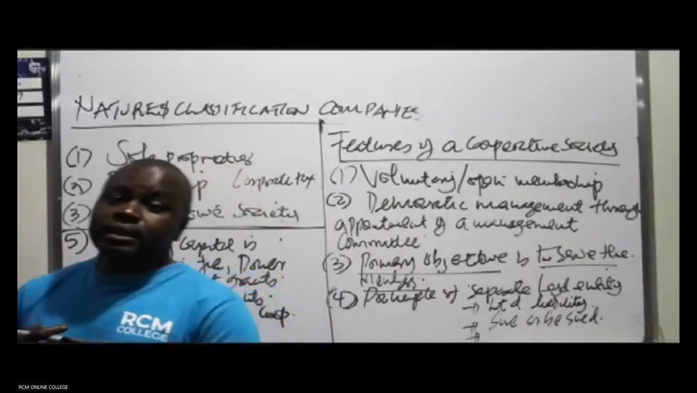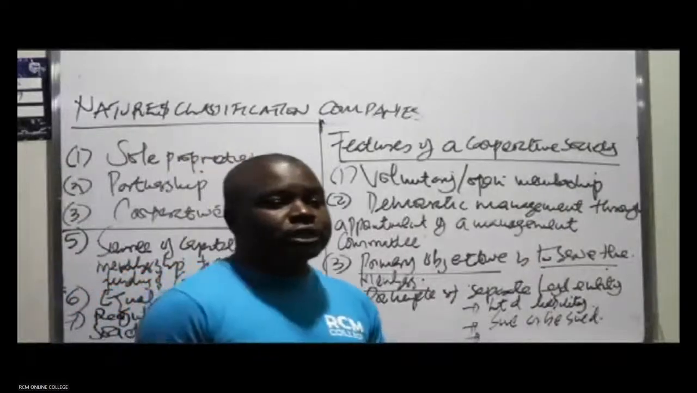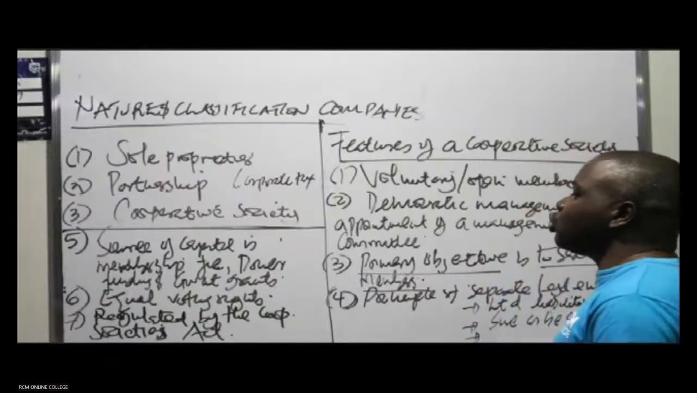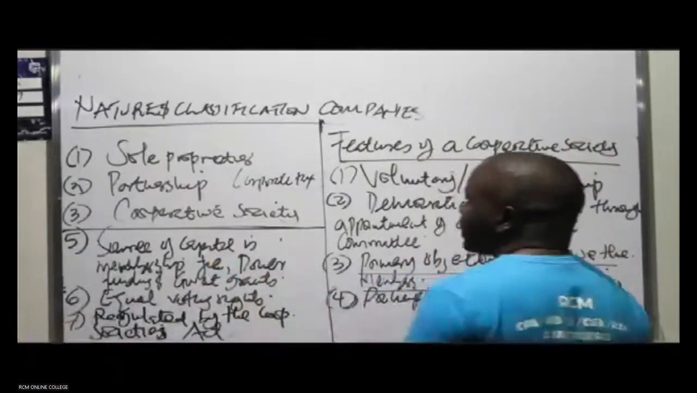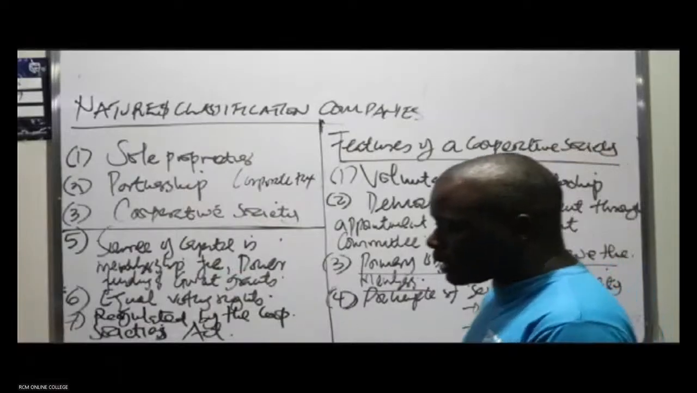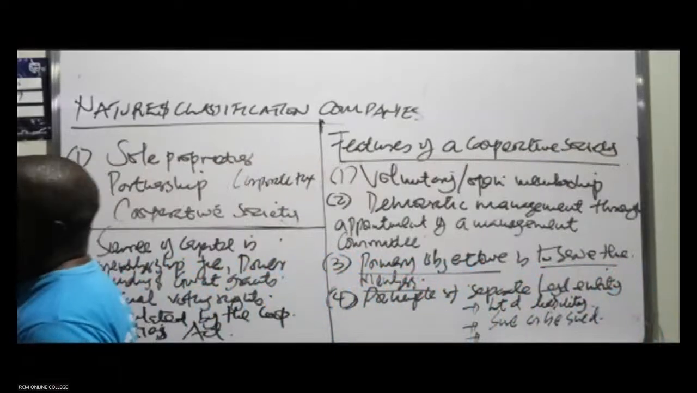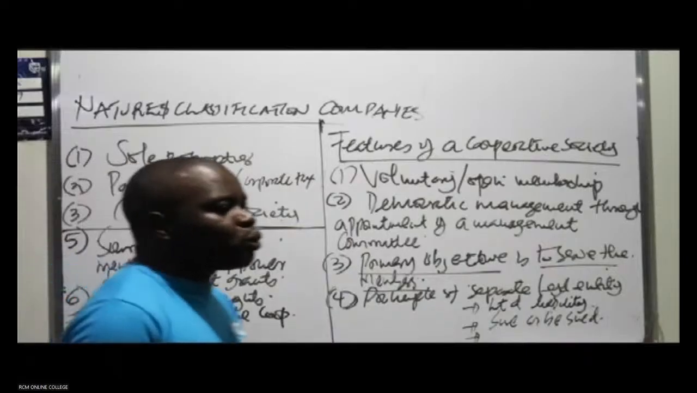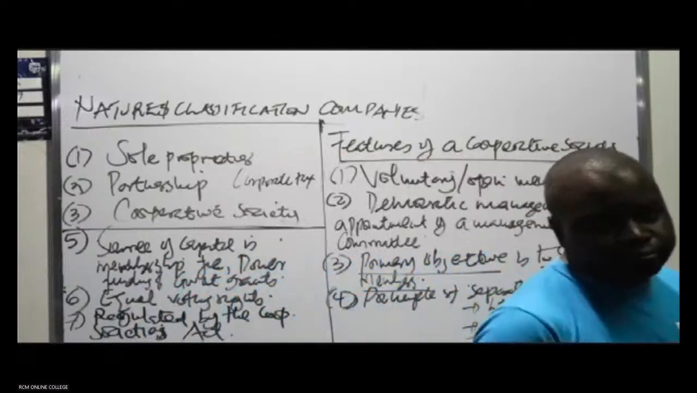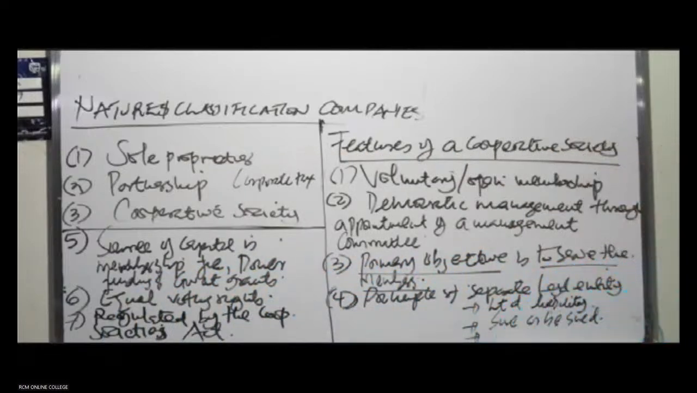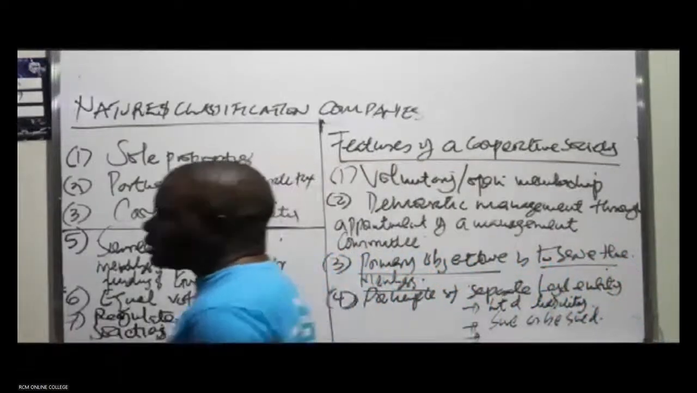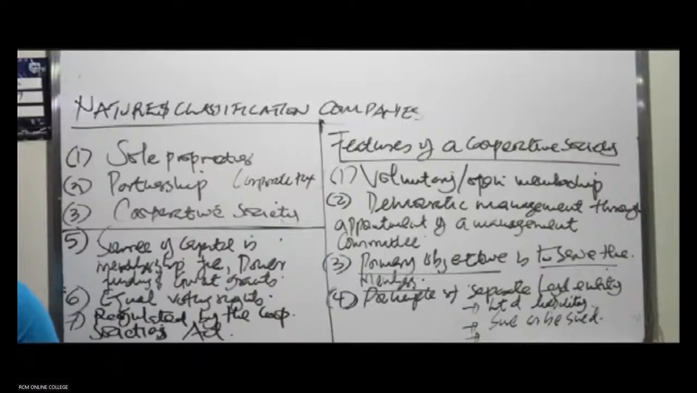Or maybe the government approaches the cooperative society because it is formally registered. They're able to give them donor funding. And they say that, for example, fertilizer is going to be subsidized. You're going to end up getting it at a very cheaper price. Then you can distribute it amongst the farmers through the cooperative society. That's what we mean by a cooperative society. That's what they actually do.